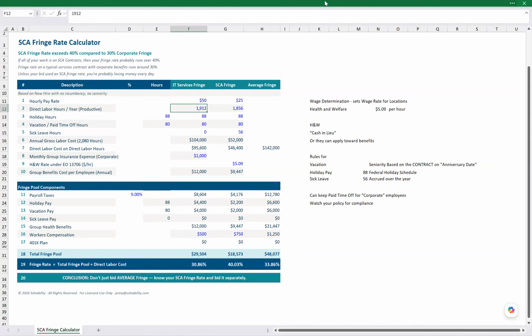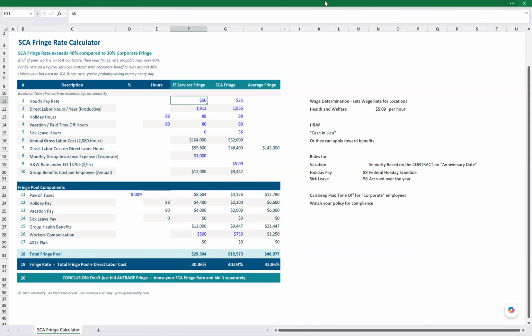So Matt, are you with me so far? I feel like the light bulb has finally clicked on the fringe pool component. When I hear fringe, I think of the health and welfare fringe, which is different than the fringe pool that you've just walked us through.